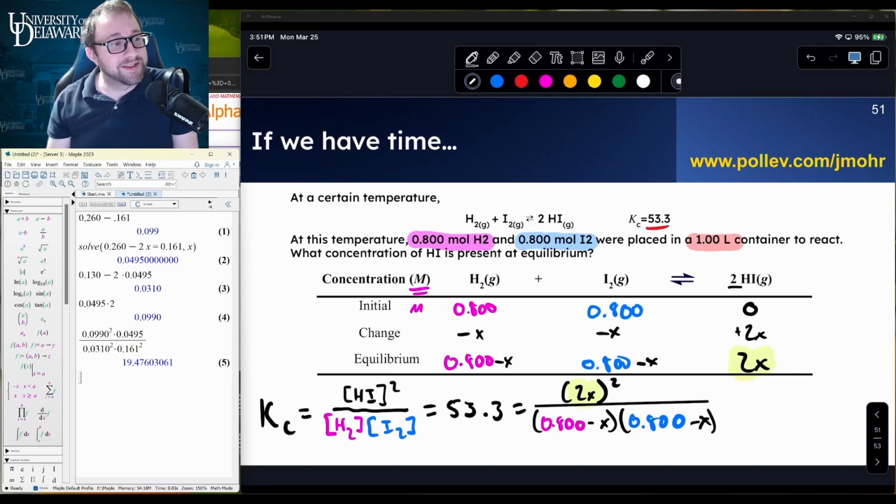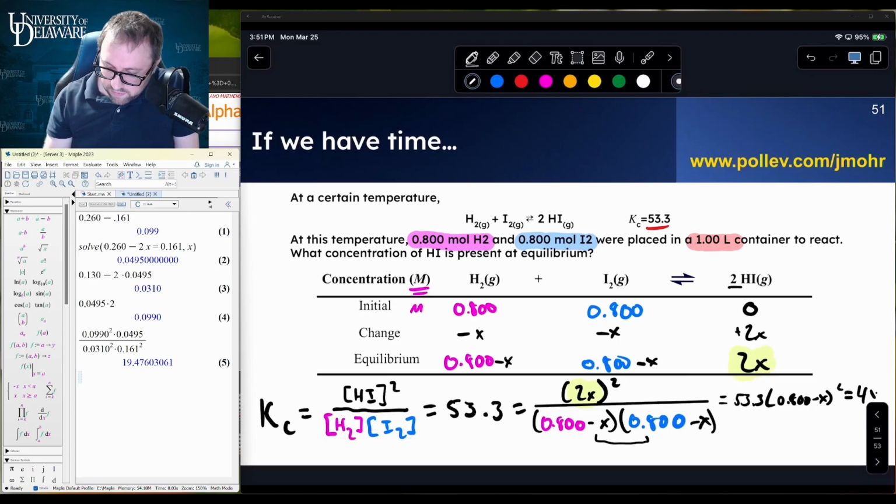All right, so now we just solve for x, right? So we have a couple options here. We could expand this, make that nice quadratic equation, multiply both sides. These are really the same thing, so we can combine those into one term, square it. We could have 53.3 times 0.800 minus x squared is equal to 4x squared.